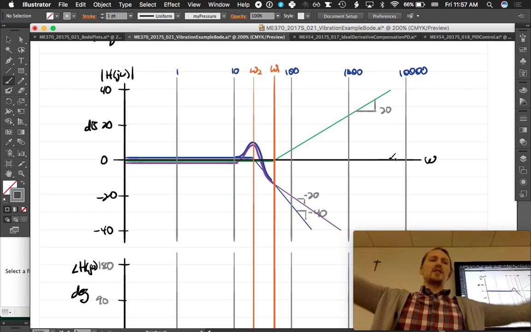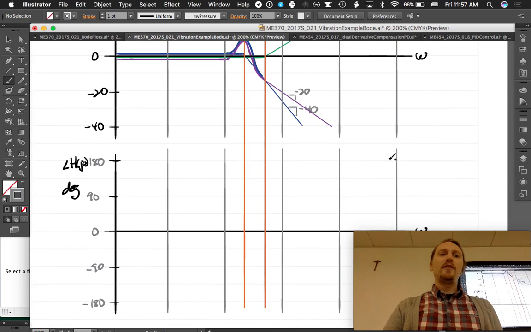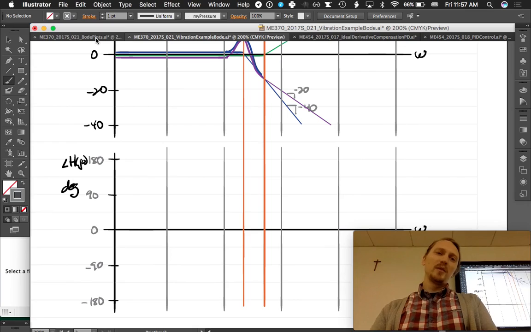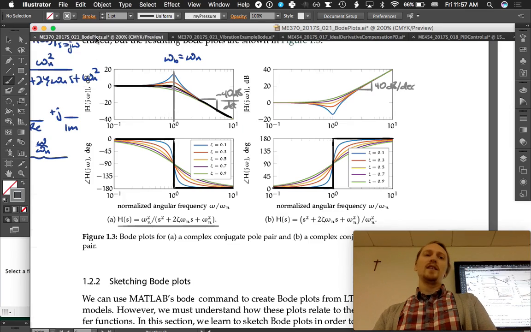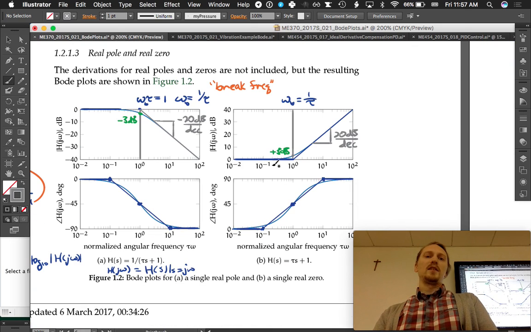So we've sketched it. We've done it. It's amazing. The phase is also here. We have to do the phase. It'll just be a minute though. So the phase for the 0 starts at 0 and goes to plus 90, right?